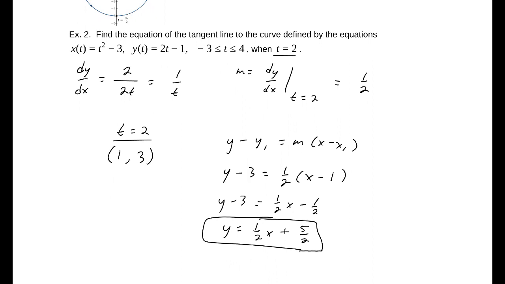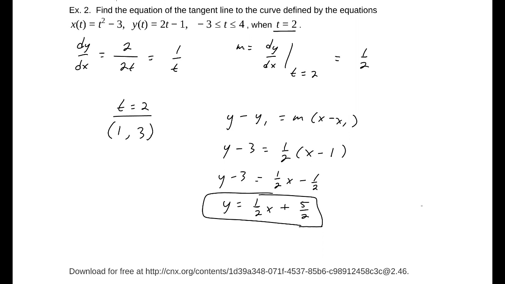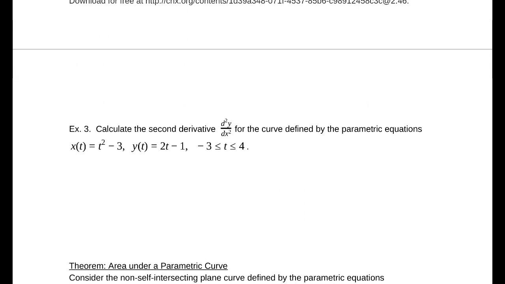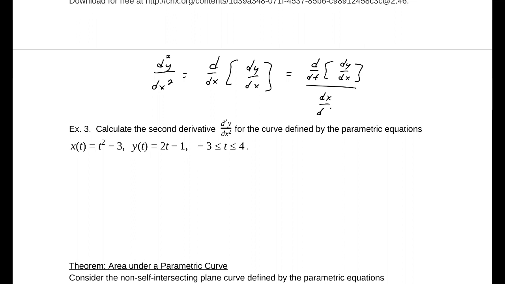All right, example 3. Calculate the second derivative. Now, this is actually using the same function. I'm going to go ahead and write an equation that is quite important for finding the second derivative. So d squared y over dx squared is equal to d dx of dy dx. Now that is just the standard definition. But the way we're going to write this is a little different. This is d dt of dy dx divided by dx dt.